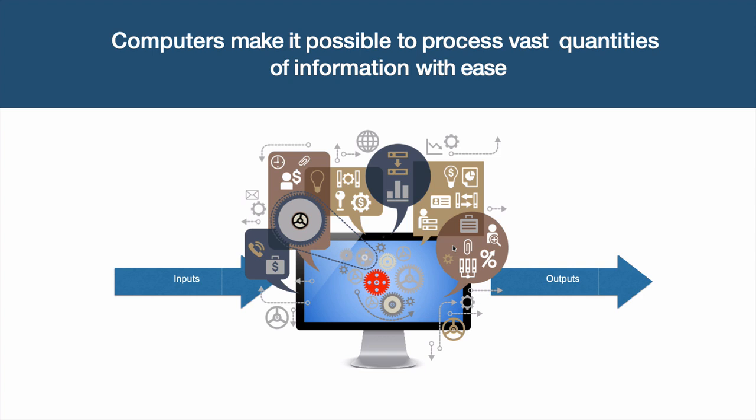Computers make it possible to process vast quantities of information with ease. So we'll give an input to the computer. Maybe it's an input of a keyboard or input of a mouse click. Maybe you want to give some information, for example, process the image or edit the image. So basically you give information to a computer, it processes it and outputs the result.